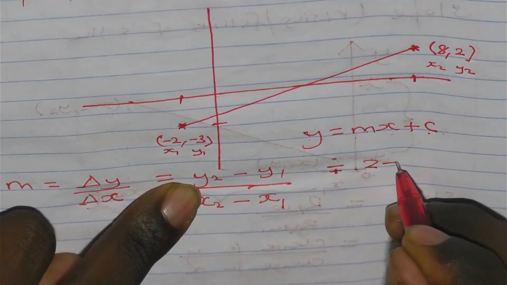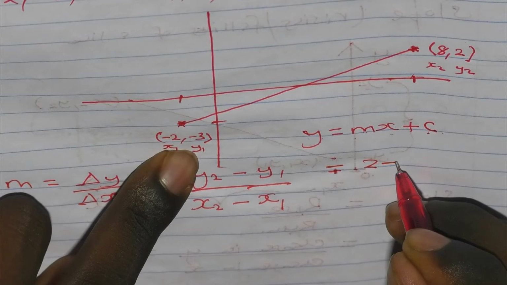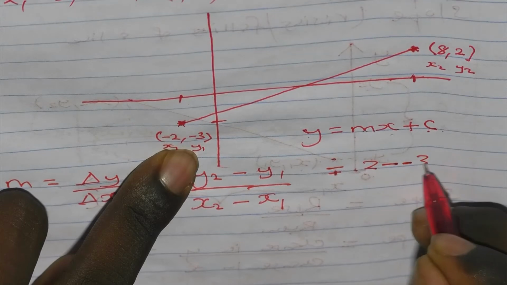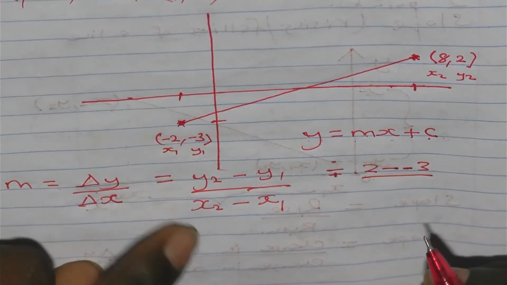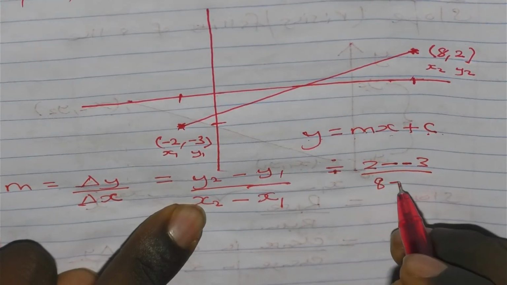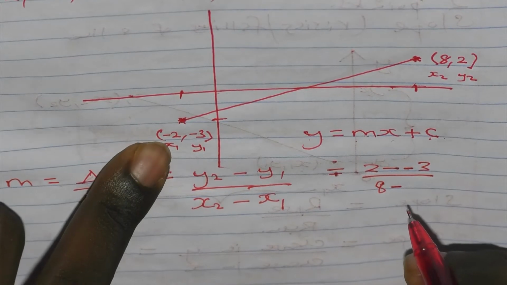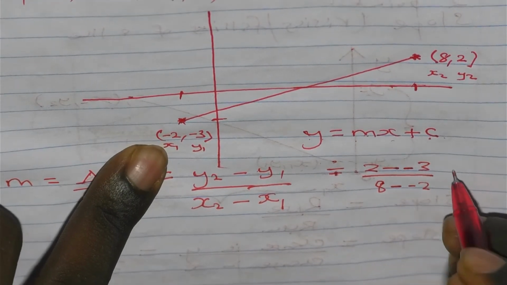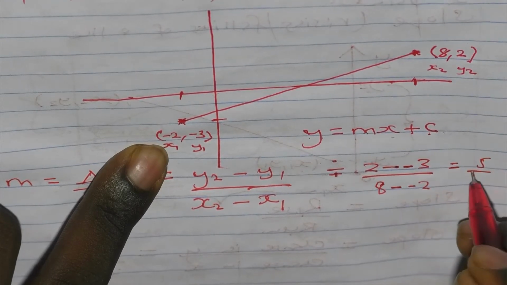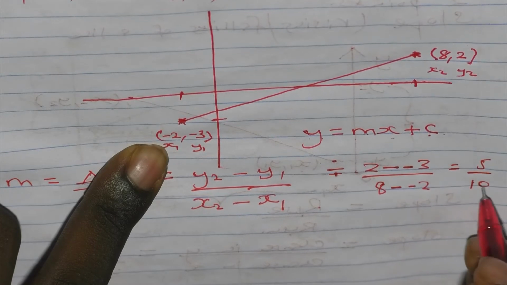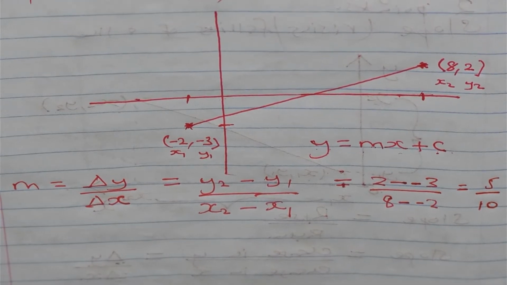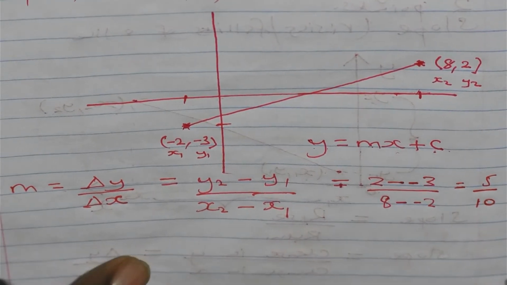So it's going to be 2 minus what is our y1? Our y1 is -3. All over, what is our x2? Our x2 is 8, minus, what is our x1? Our x1 is negative 2. So this gives us what? This gives us 5 all over 10. Right? That gives us 5 over 10, and that's the same as 0.5.